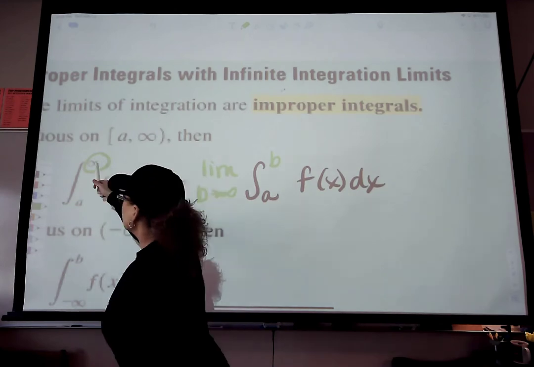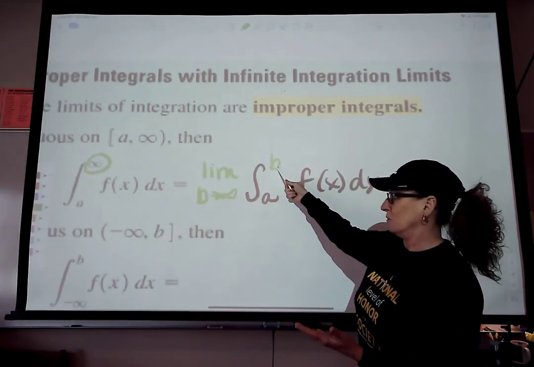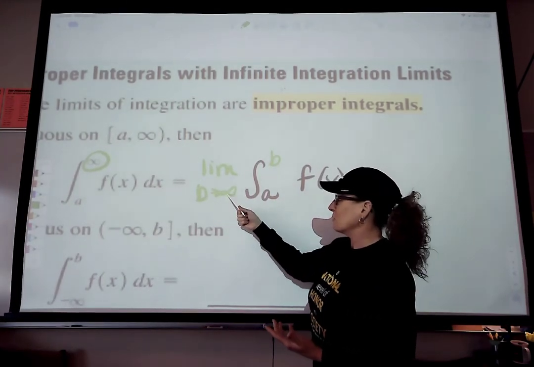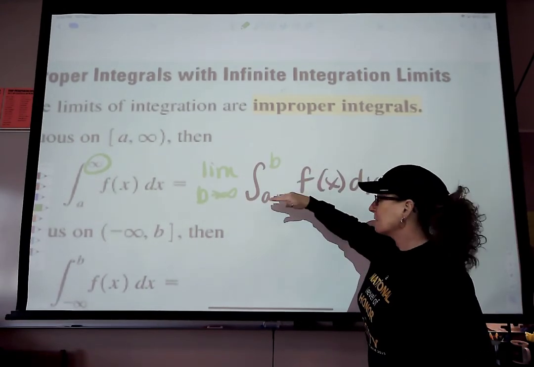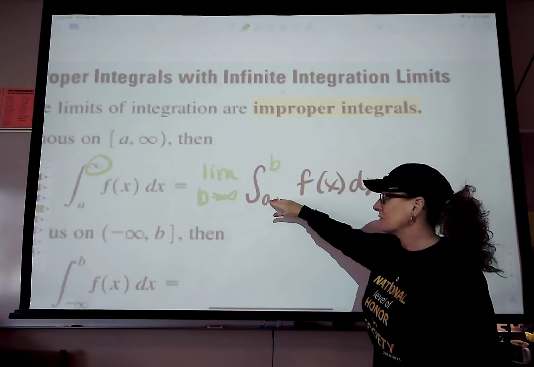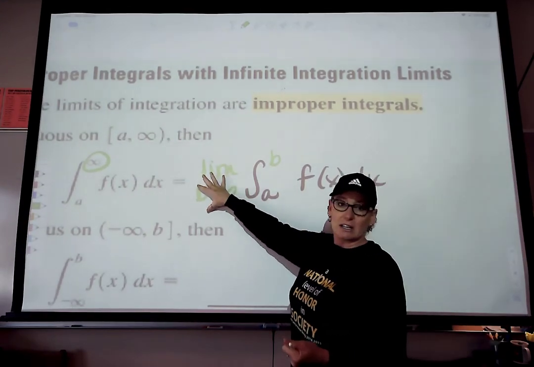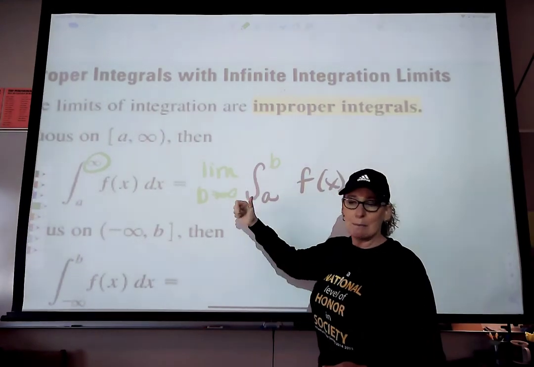So I'm going to change this to a variable. It doesn't matter what variable you use. And I'm going to send that variable to infinity. And I do this just like normal. I am going to sub in B and I am going to sub in A to my antiderivative. But I'm going to keep in mind that I've got a limit in front of the whole thing that's sending B to infinity.